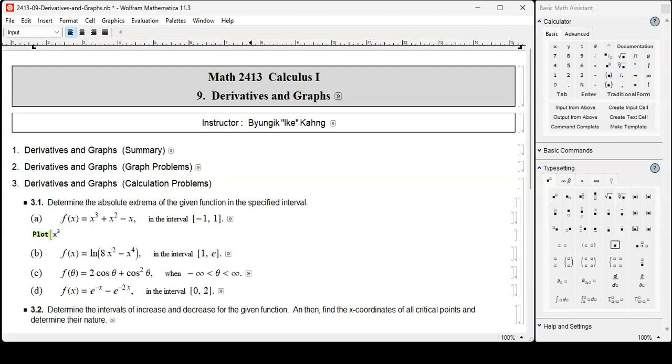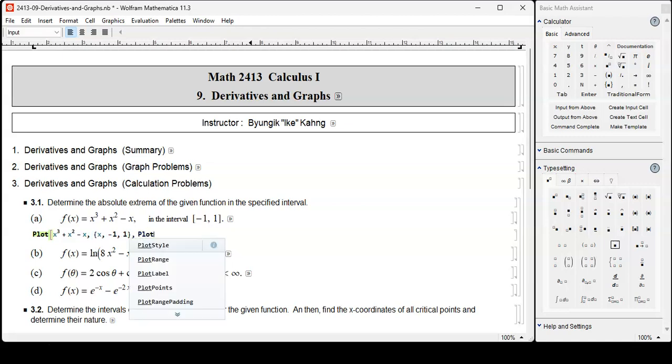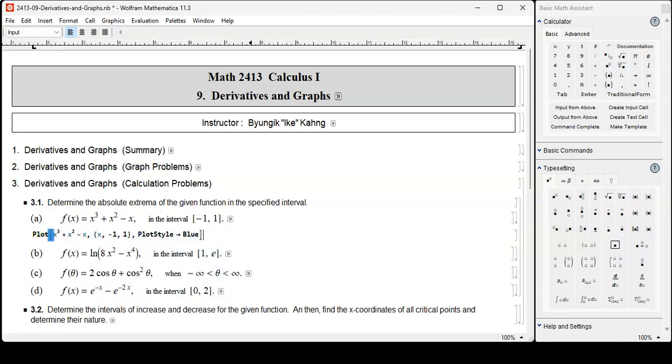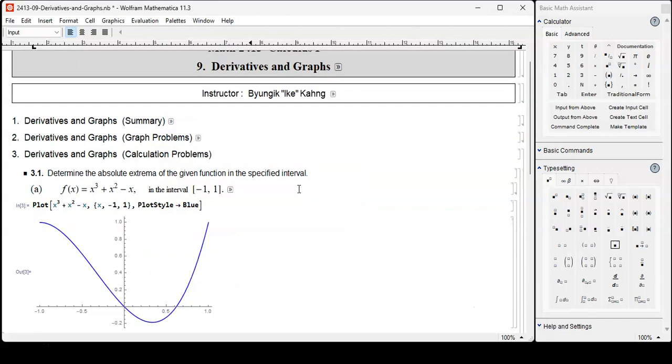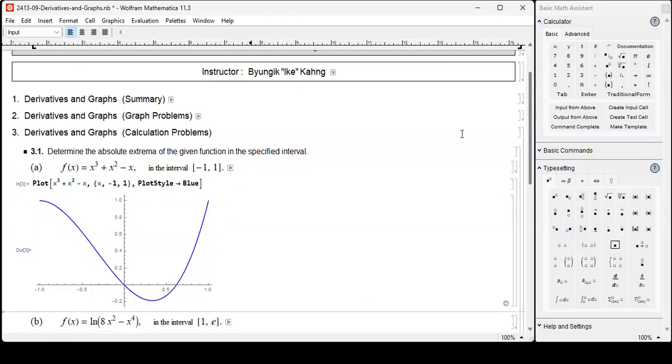x cubed plus x squared minus x, and then plot it from -1 to +1. Okay, kind of like this. And then, okay, what do you see? Looks like we have the biggest y-coordinate value here and there. Looks like that's y equals 1. And the smallest right here, y equals about -0.1 something, pretty close to -0.2. That's what I expect.